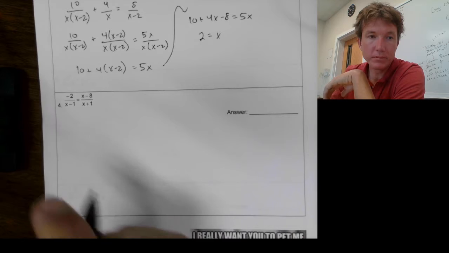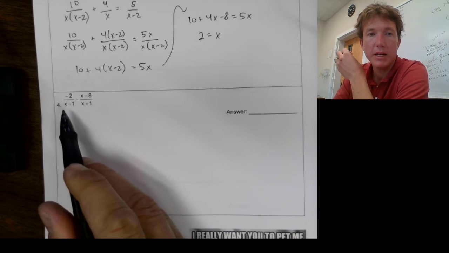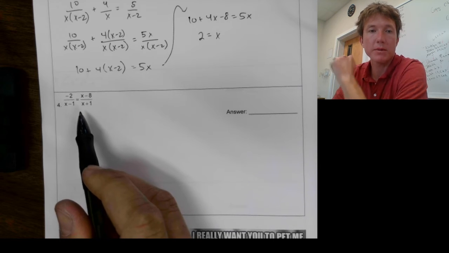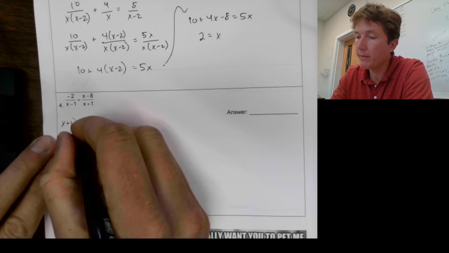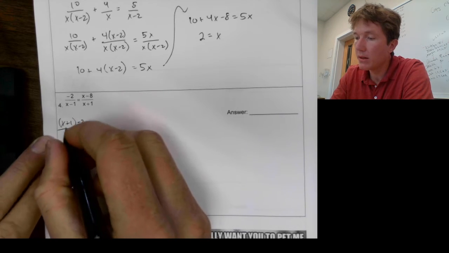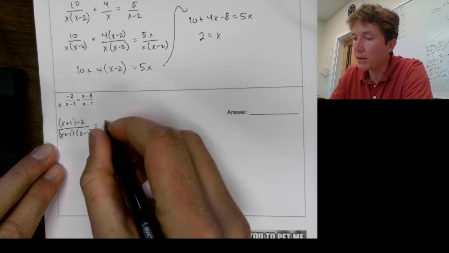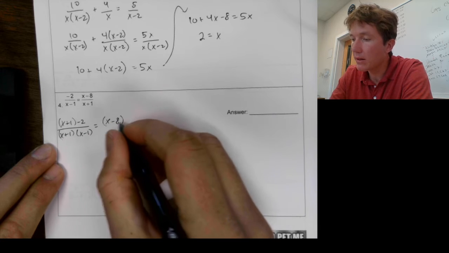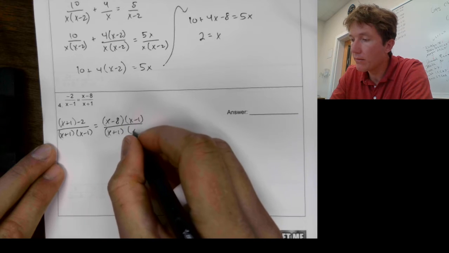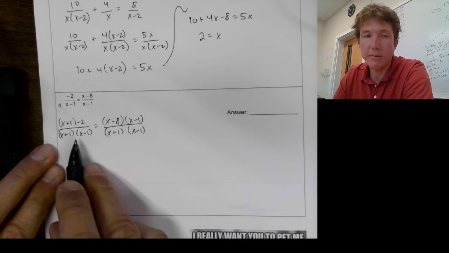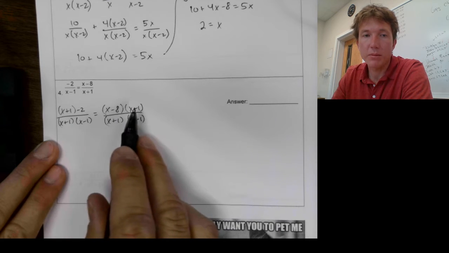Alright, next one. Check these out. I have negative 2 over x minus 1 equals x minus 8 over x plus 1. Neither of these have anything in common, so I'm just going to cross multiply. So I'll multiply the left side by x plus 1, and then I'll multiply the right side by x minus 1. In doing so, I've made common denominators on the bottom. And then I have to multiply these out.